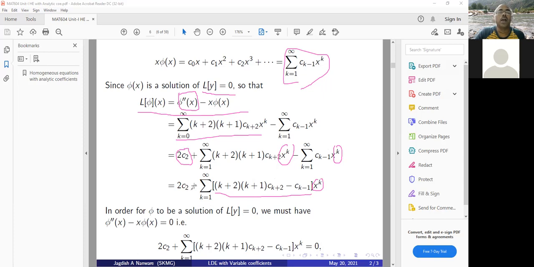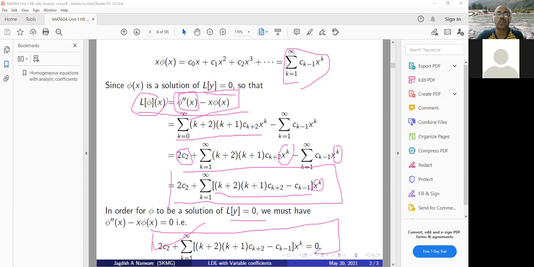1). And to have this function phi as a solution of this, we take L of phi of x is equal to 0, right? And therefore, this expression is equal to 0. And that we write here like this. Okay, so 2c2 plus this. And from this expression, now we can find the values of constants c0, c1, c2, c3, so on, c(k+2), c(k minus 1), and this. Okay. So let us see how to do this.